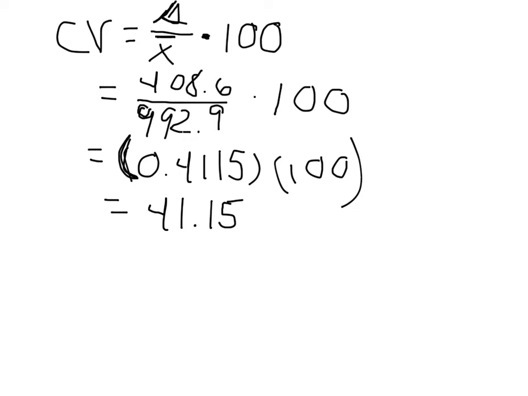Now you might be wondering, why do I use 4 places to the right of the decimal? You want to end up with 2 places to the right of the decimal, so you need that when you multiply by 100. Okay, let's look at percentiles.